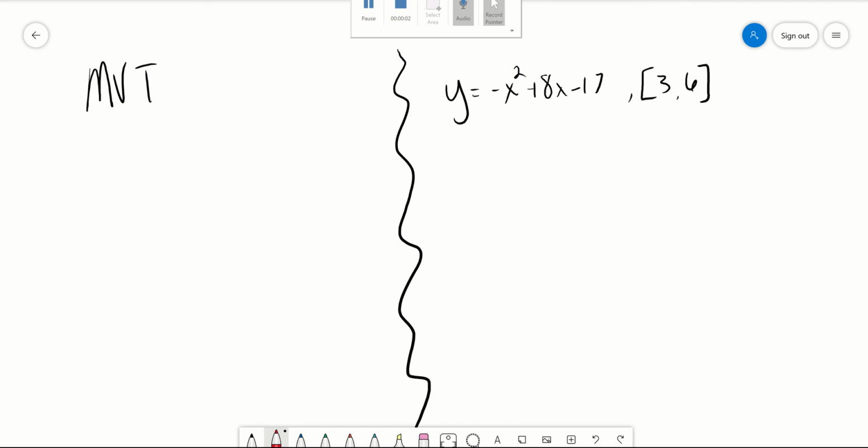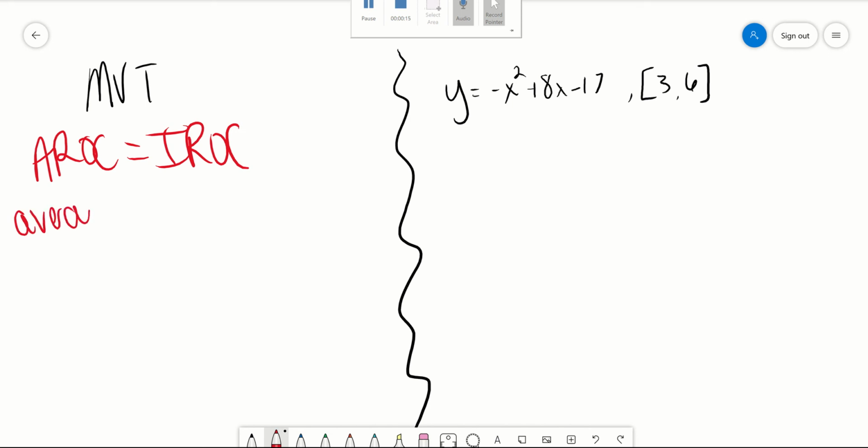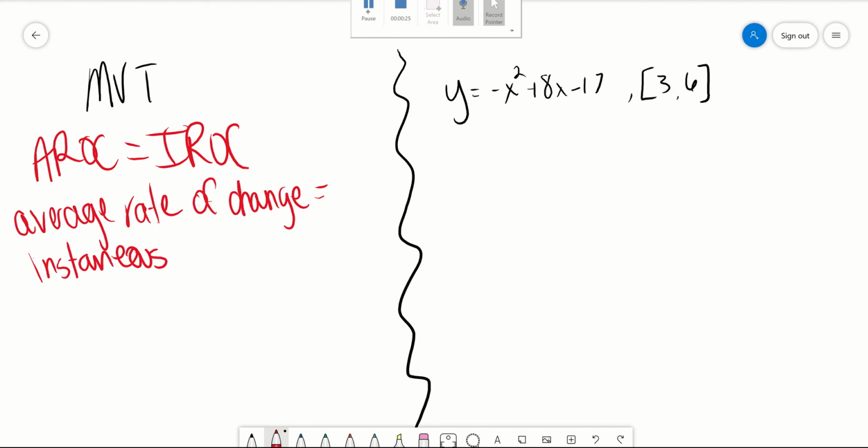Okay, another one of the theorems you need to know is the mean value theorem. The way I shortened it is A-ROC equals I-ROC. So what that means is average rate of change, so A-ROC, is equal to instantaneous rate of change.